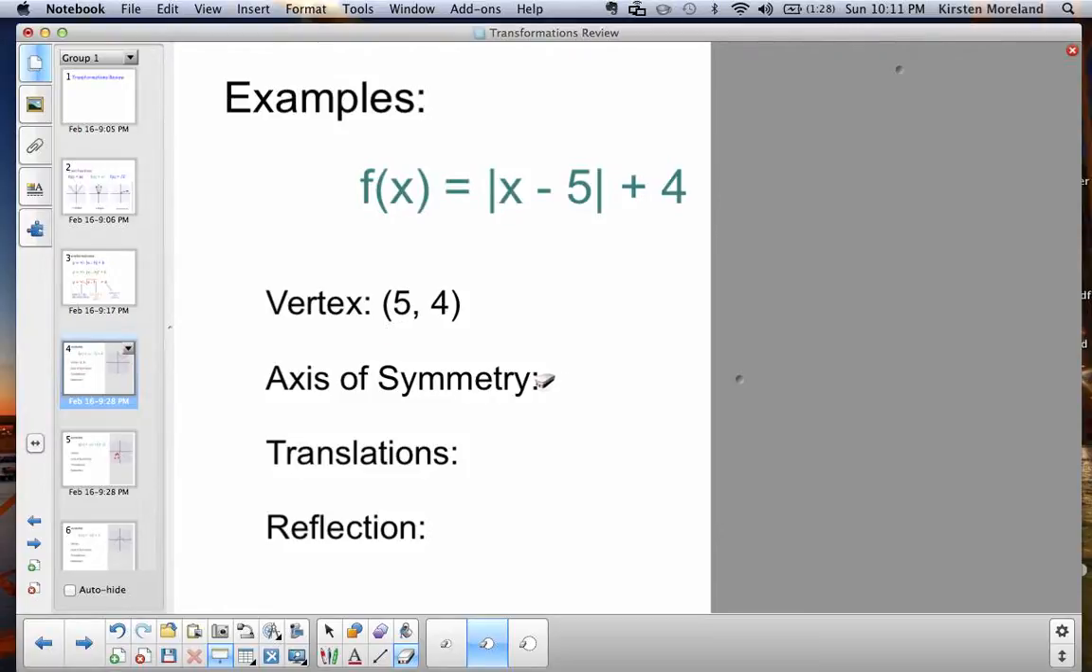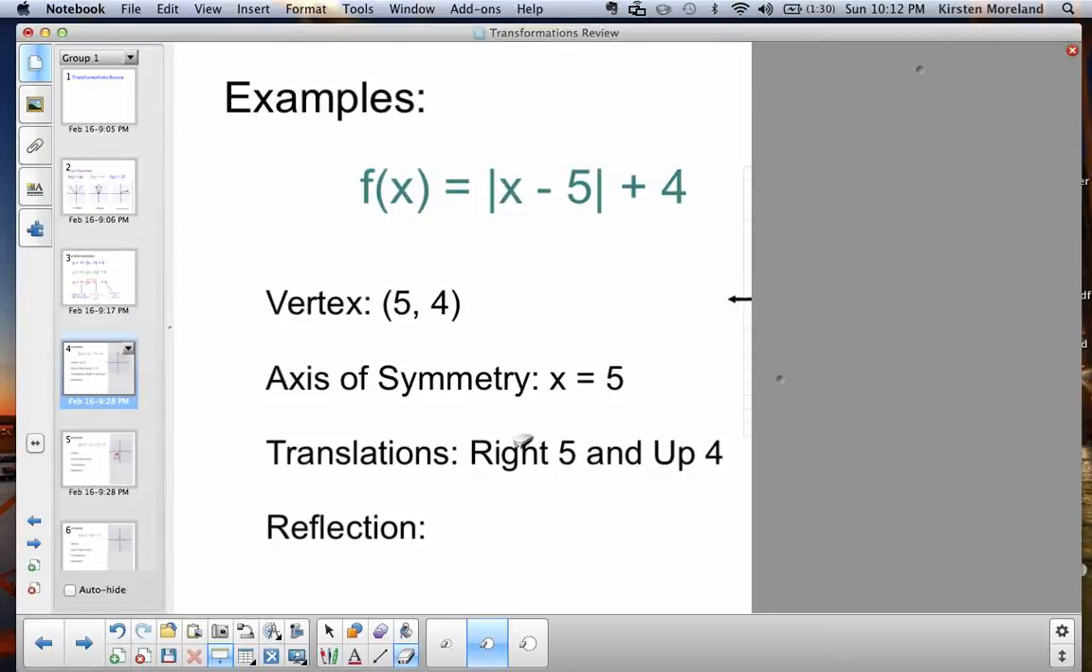The axis of symmetry is always the x-coordinate of the vertex. And it's always written with the words x equals in front of it because it's a vertical line. And it's at x equals 5. Notice that's the x-coordinate of the vertex. The translations here are right 5 and up 4. And then is there reflection? The answer is no, as you see in green.